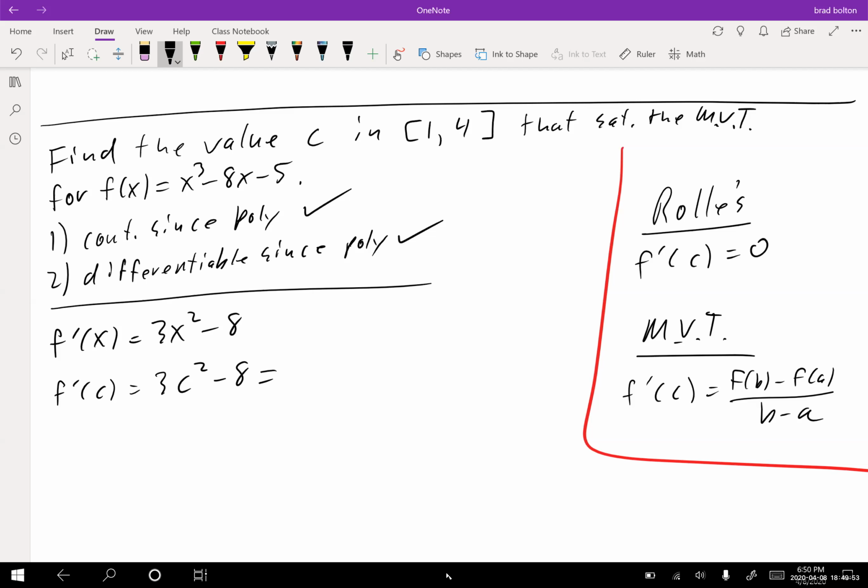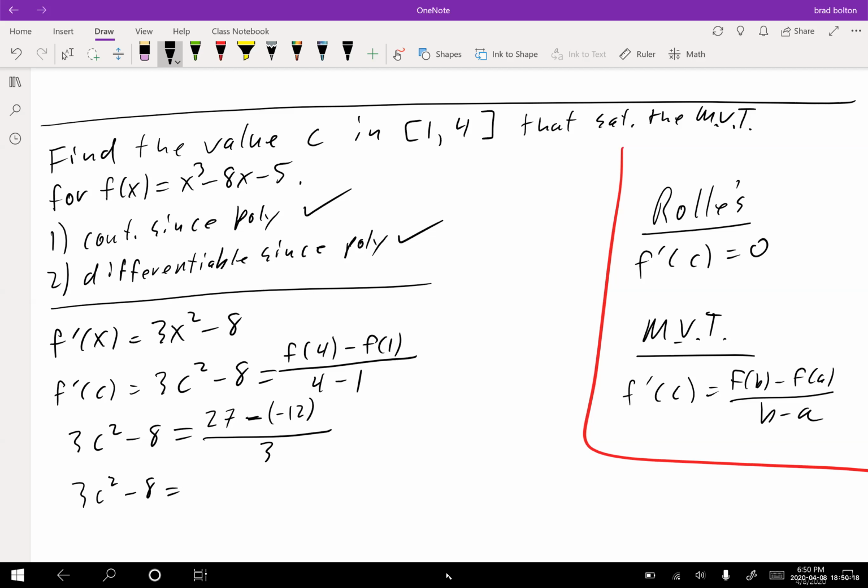And we know this has to equal f of 4 minus f of 1 all over 4 minus 1. So we have 3c squared minus 8 equals, and then we take 4 and we plug it in. Let's see here, should get 27, I believe, minus f of 1. Well, that should be negative 12, I believe, over 3. So we have 3c squared minus 8 is equal to, what is that, 13? Let's add 8 to both sides.